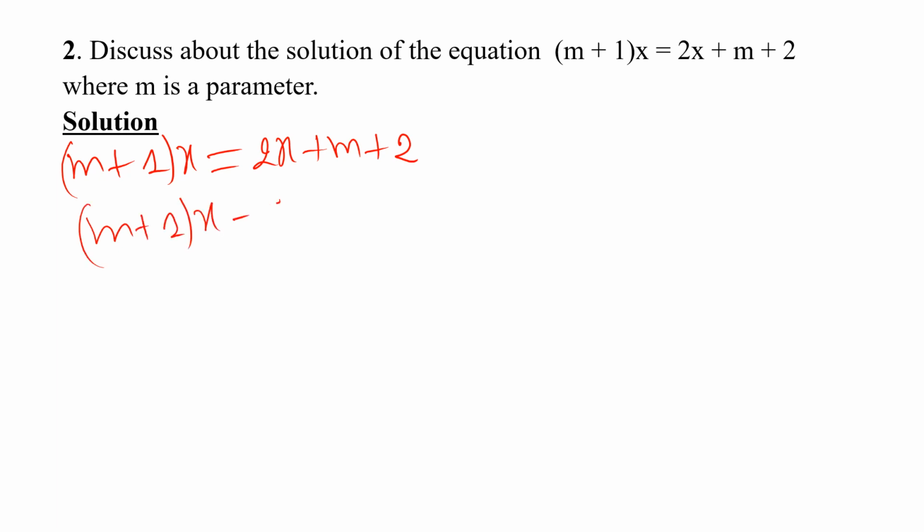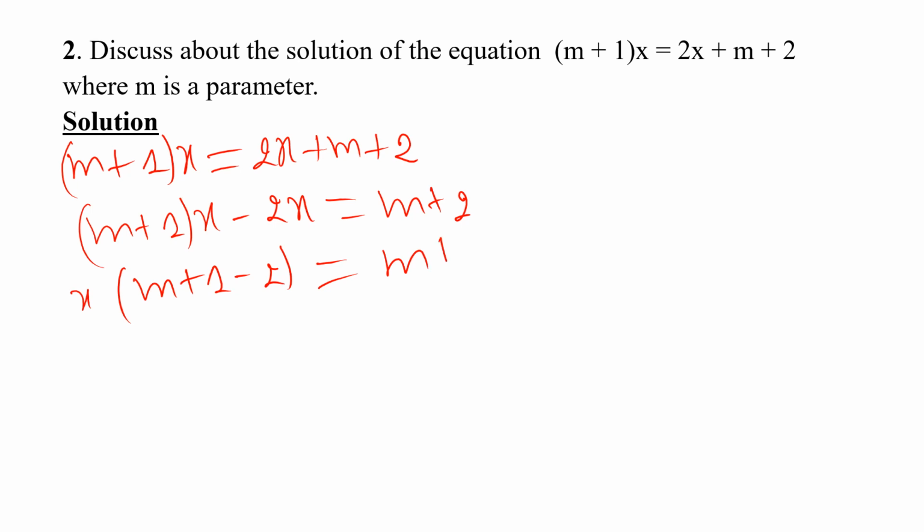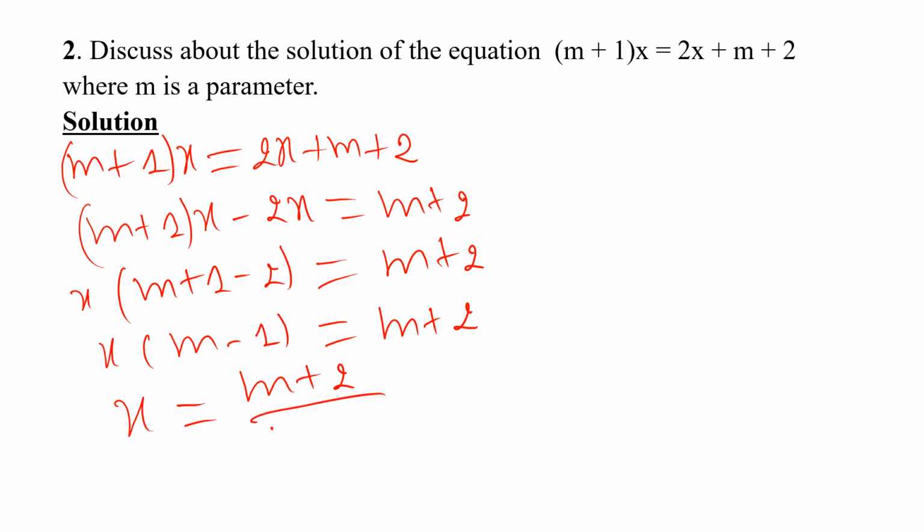We take the 2x to the first side, we get (m plus 1)x minus 2x equals m plus 2. We put x out of brackets, get (m plus 1 minus 2), which is equal to m plus 2. Now I have x times (m minus 1), since negative 2 plus 1 is negative 1, equals m plus 2. Now x is equal to (m plus 2) over (m minus 1). Now we need to discuss m. Case number 1.